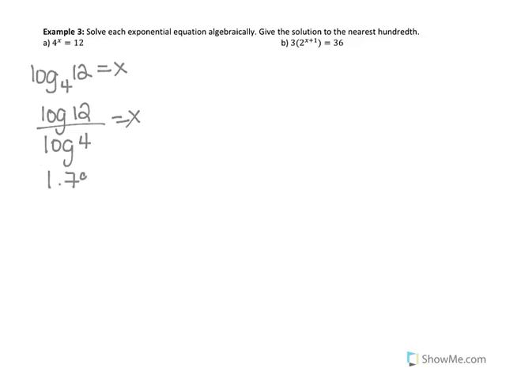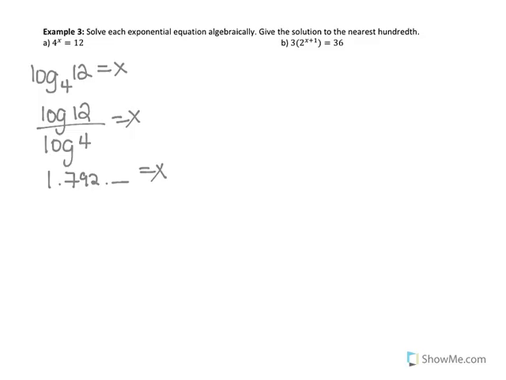Alright, let's solve these. So we have 4 to the power of x equals 12. We can rewrite this as a logarithm, so log base 4 of 12 equals x. And then I can solve this by doing log of 12 divided by log of 4 will give us x. So it could be 1.792 dot dot dot. And that is our x value.